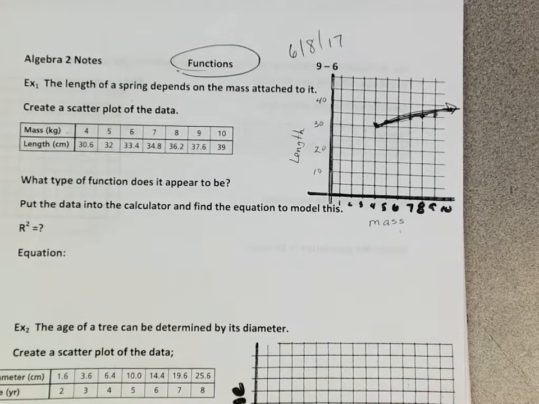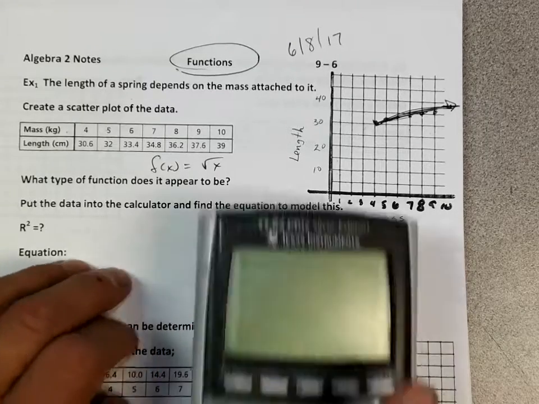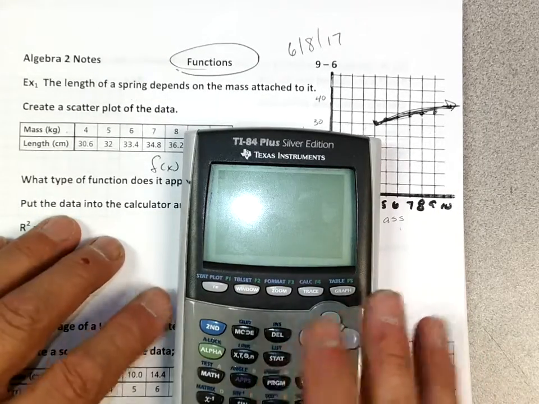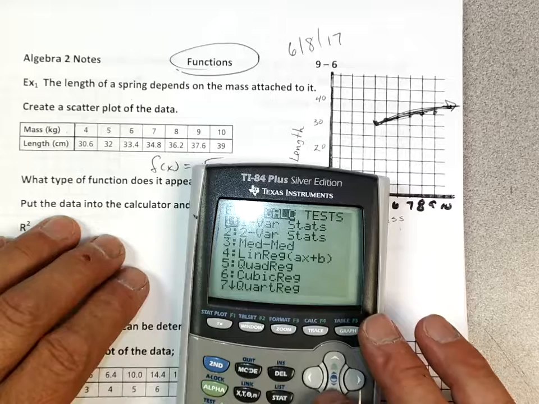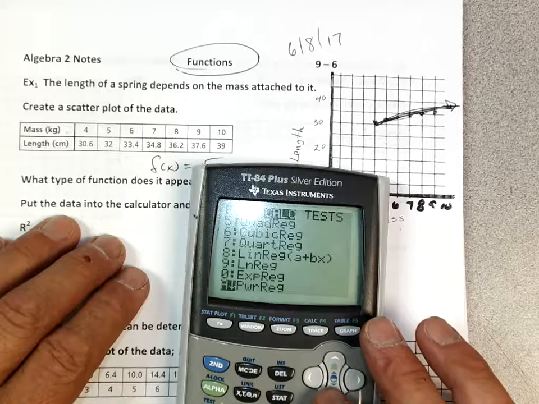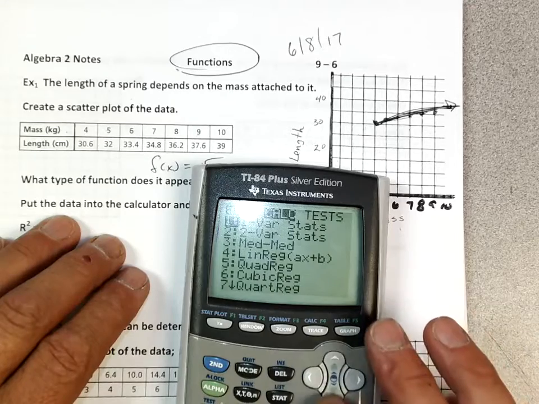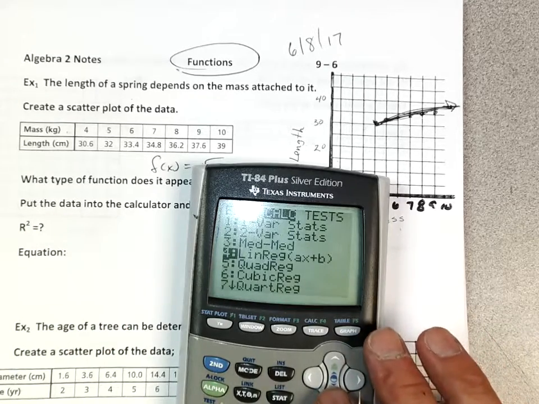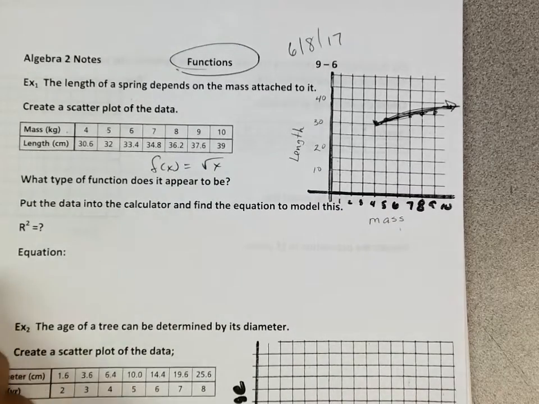So if we think it's going to be a square root graph, f of x equals some square root graph, let's see if we can find that. First of all, let's go into our stat button and calculate. Now what we're looking for is a square root. What we can do is exponential, power regression, logistic, sine. I don't really see a square root graph on this, okay? All they're saying at this point is what kind of graph it appears to be.